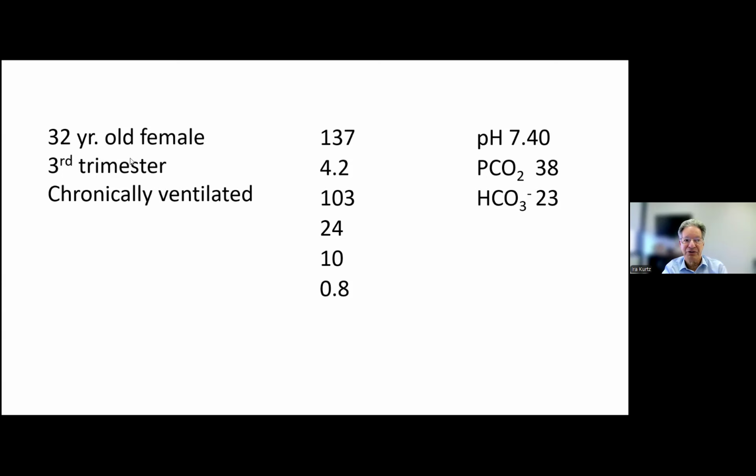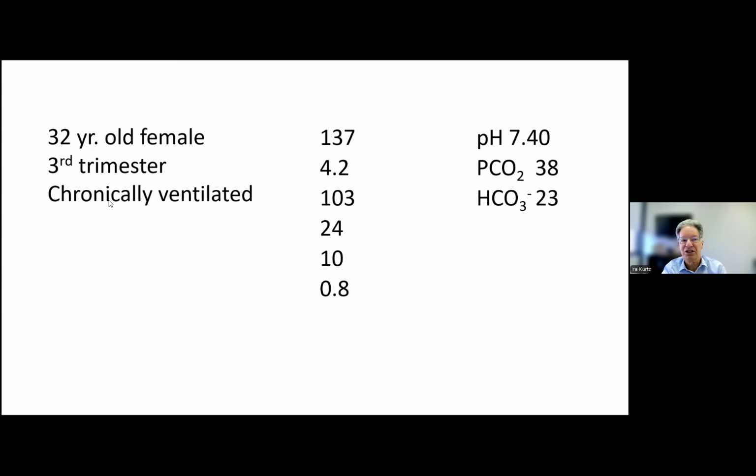Here's another case of a 32-year-old female, third trimester pregnancy, who was chronically ventilated, has normal numbers. Remember, the PCO2 and the bicarb in females are slightly lower. So these are normal numbers and nothing else that we can see here. But we have clinical reasons that we think something should be going on. Women who are pregnant have a chronic respiratory alkalosis, and these numbers are normal.